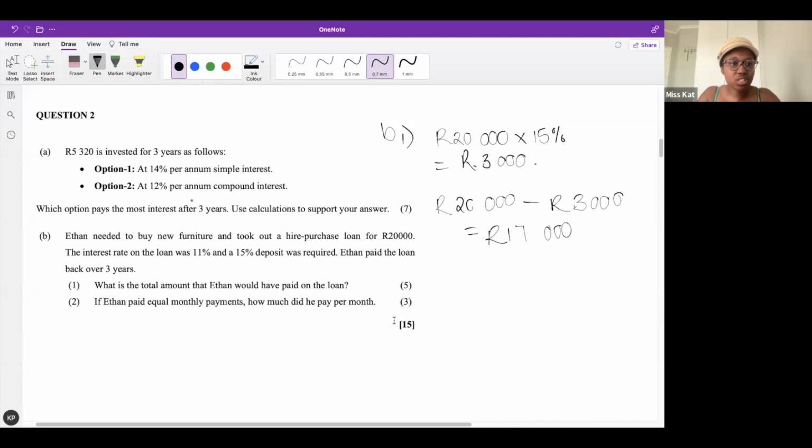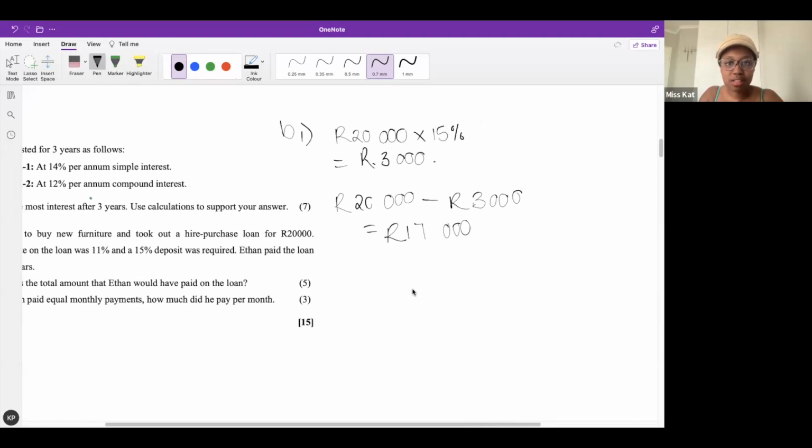So what type of interest are we using here, guys, for hire purchase? You guys should know this. For hire purchase, what type of interest do we use? Simple or compound interest? Simple interest. So what's my formula for simple interest? Let's do this. Give myself some space.